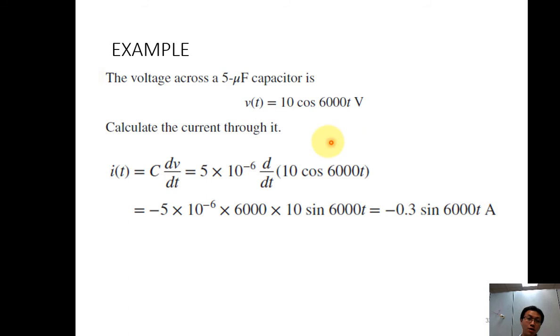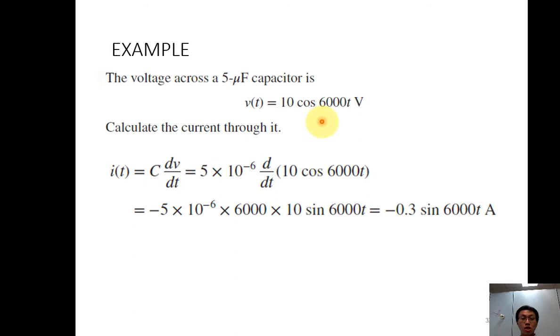Another example. The voltage across the 5 microfarad capacitor is this voltage, which is variable. The cosine function is variable. It can go positive, then go negative, then go positive. It's variable with time. From time 1 it may be positive. From time 2 it becomes negative.